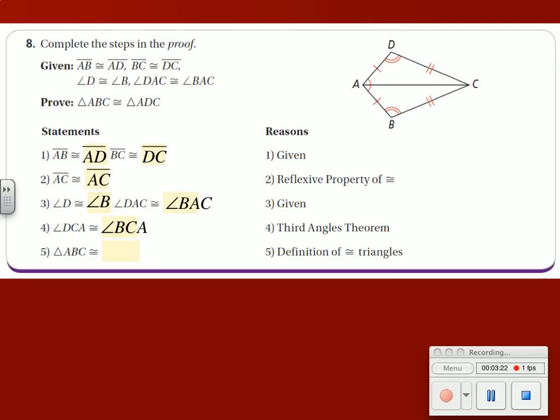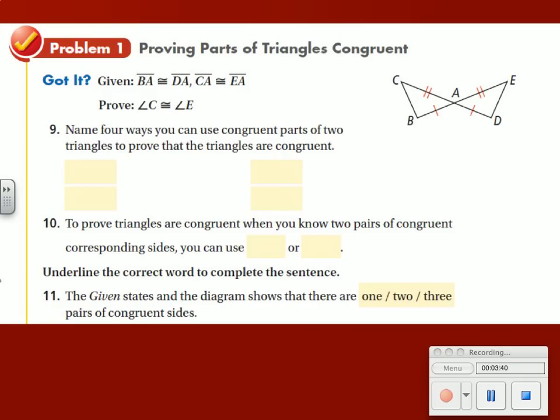So now that I have shown that all parts of the triangles are congruent, I can say that triangle ABC is congruent to triangle ADC by definition of congruent triangles. But in addition, we can prove that corresponding parts of triangles are congruent. So I have another proof here. I'm given that segment BA is congruent to segment DA, and that segment CA is congruent to segment EA. And I want to prove that angle C is congruent to angle E.